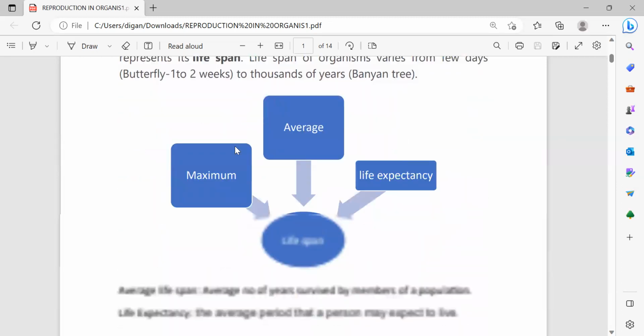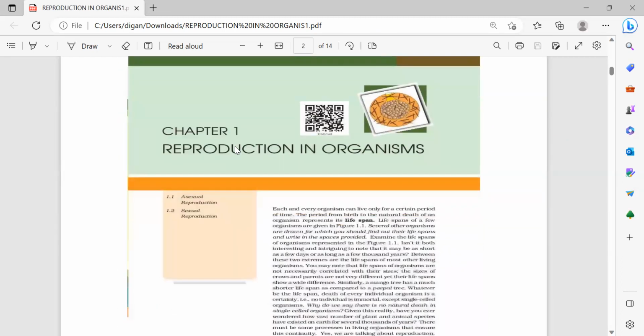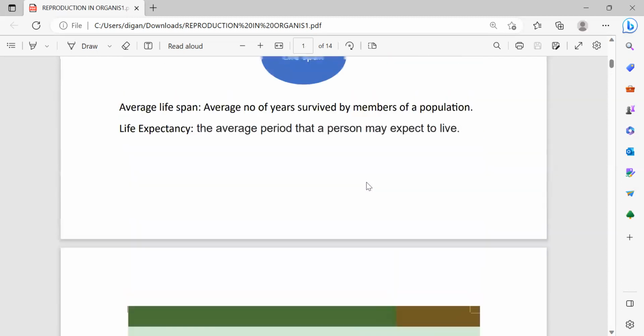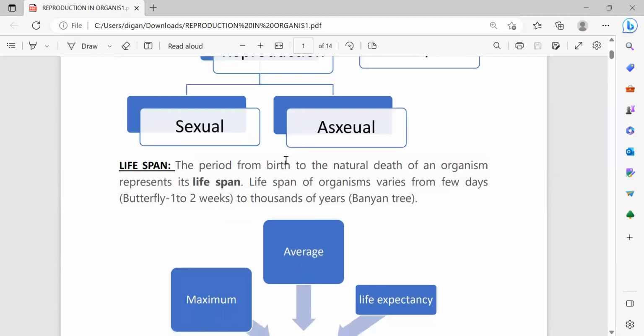Now come to the first page of your NCERT book. In the first page, mainly one term is important, that is lifespan. What is lifespan? The period from birth to the natural death of an organism represents its lifespan. Means from birth to natural death, not accidental death. The death should be natural death.